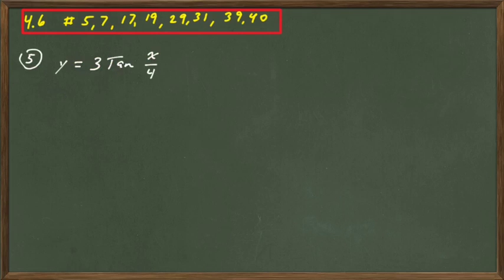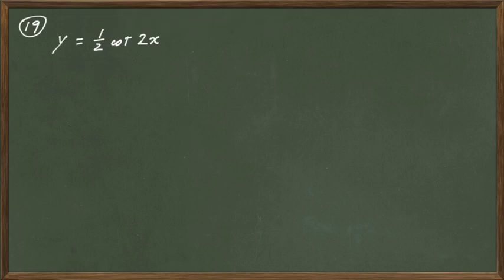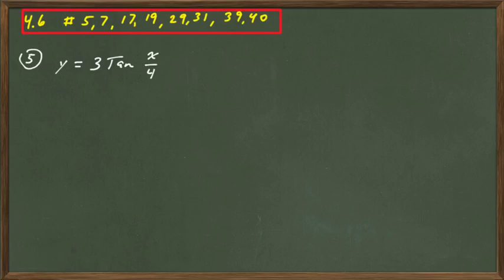We're going to do one of each. We're going to do a tangent, number 5. 19 is a cotangent, 31 is a cosecant, and 39 is a secant. So we're going to look at one of each of them. Tangent and cotangent do not have amplitudes. So the number in front here, the A, really does not have any relevance unless it's negative. If it's negative, it would flip it.